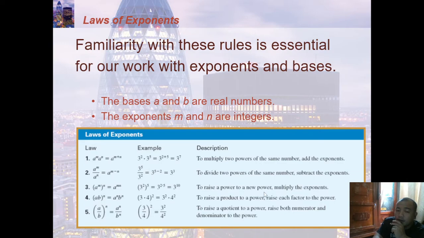Next, to raise a power to a new power, multiply the exponents. Example: 3 squared to the 5th, you multiply the exponents, 2 times 5, so 3 raised to the 10th power. And to raise a product to a power, raise each factor to the power. 3 times 4 squared means 3 squared times 4 squared, which is equivalent to 9 times 16. And to raise a quotient to a power, raise both the numerator and the denominator to the power. Example: 3 fourths squared means 3 squared over 4 squared, or 9 over 16.